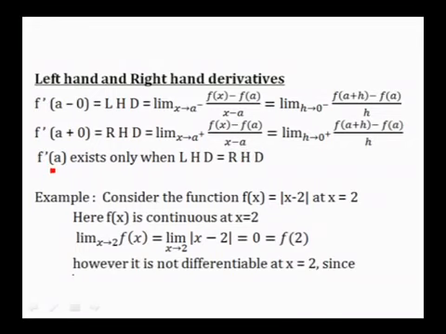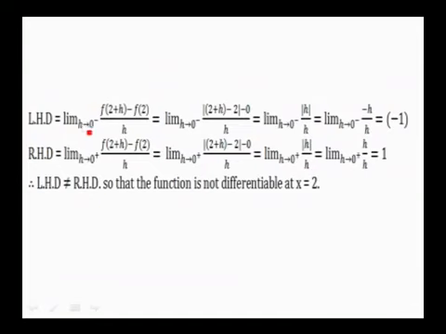So consider the function f(x) equal to mod x minus 2 at x equals 2. f(x) is definitely continuous at x equals 2. Mod functions are all continuous, so mod x minus 2 is continuous. Let's check differentiability. The limit of f(x) as x tends to 2 is 0, so it is continuous, and it takes the value f(2) also. LHD is the limit h tends to 0 of (f(2 plus h) minus f(2)) over h. If you put 2 plus h for x in mod x minus 2, you get mod h. The 2 cancels, and f(2) is 0 because f(x) is mod x minus 2. So it becomes mod h by h.